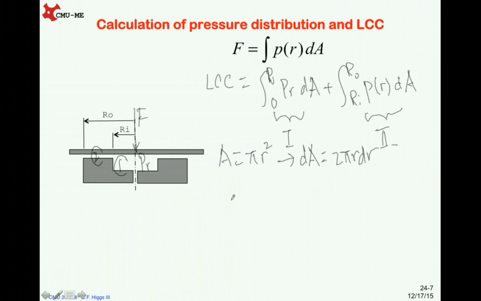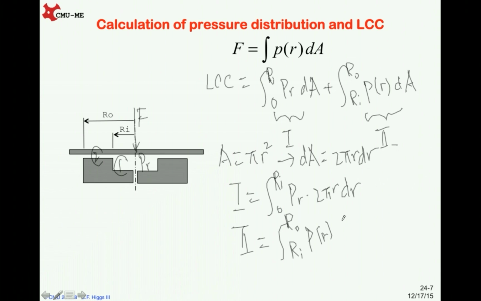So the rest of the thing we'll need to do is some calculation for the first term. It's simply the integral from 0 to Ri of PR times 2 pi r dr. And the second term, we can do it in the same way, from Ri to Ro, then use the formula we derived before to calculate the second term. Then the rest is just some math, which is not shown here.